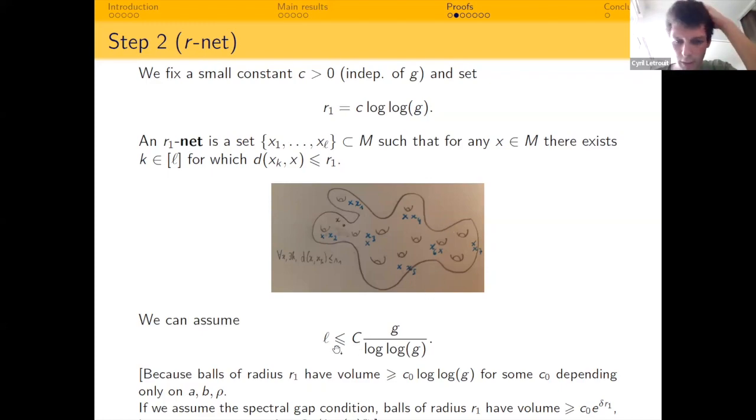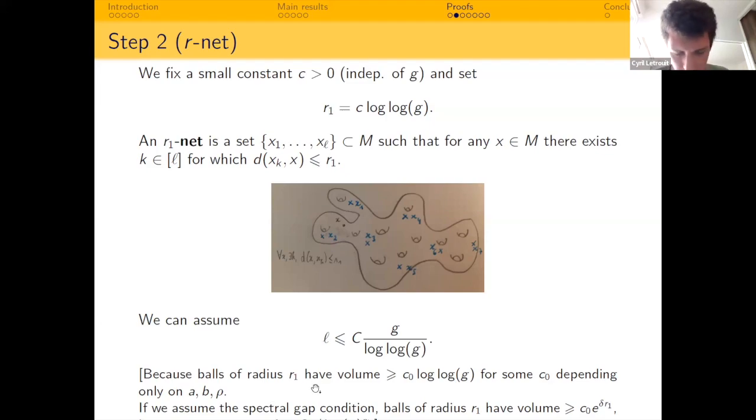Let me tell you how you prove this, because in fact a ball of radius R1 has volume at least C naught log G for some C naught. This is because you have an assumption on the injectivity radius. Otherwise, you couldn't prove this. If your surface is too thin, by the Collar lemma it will be very long also, and if you want no region left empty, you will have to have too many points. This is why we make these assumptions.